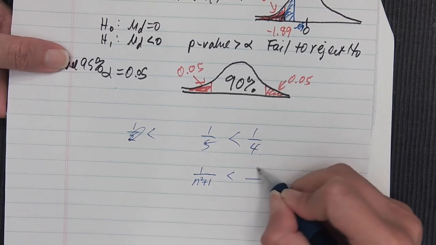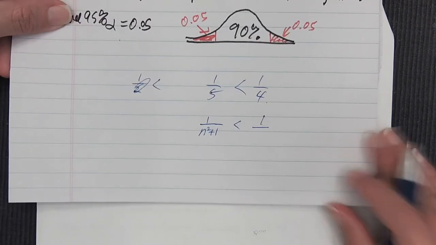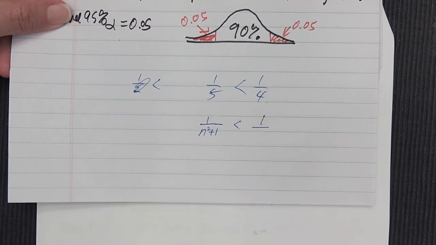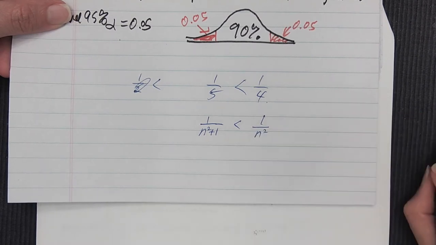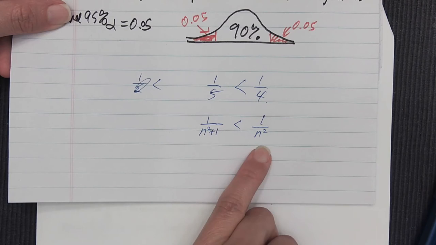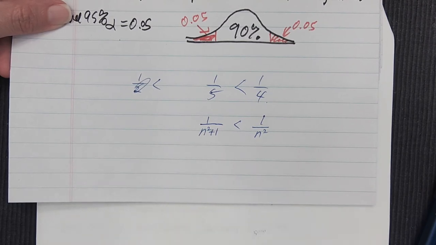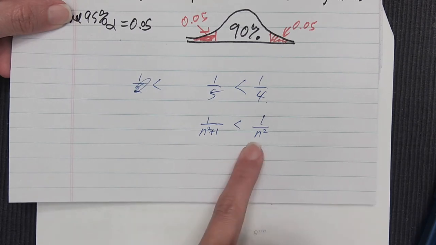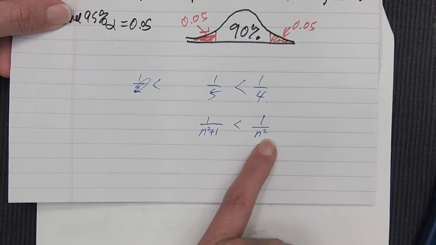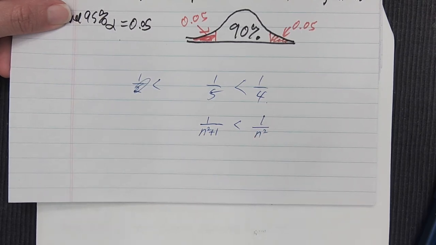how do you make the bigger fractions? The easiest one, let's make the smaller denominator. So what's my smaller denominator? I want to get rid of the one. I want to make the smaller denominator. Does that make sense? If I take away one, that's definitely my smaller denominator happening.